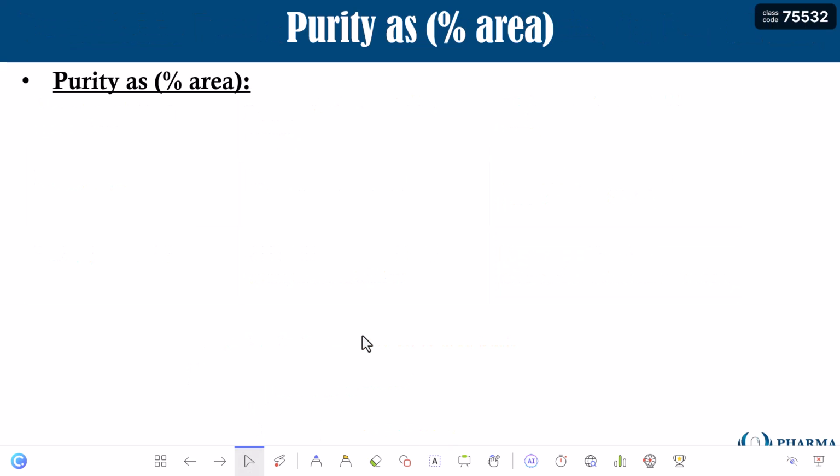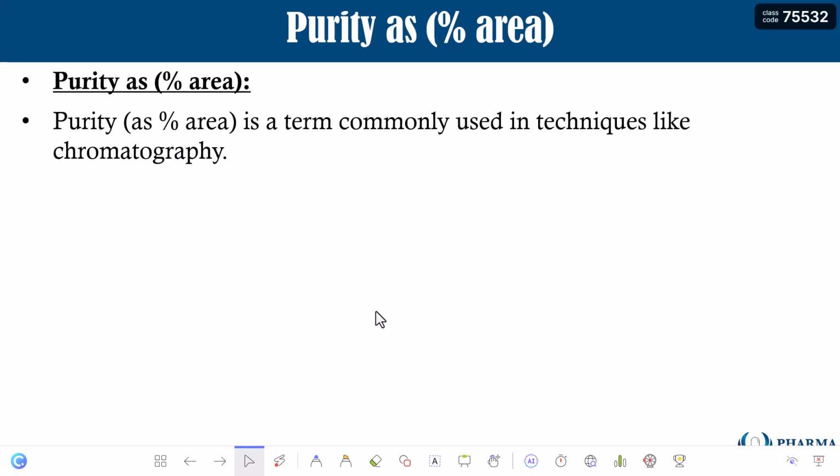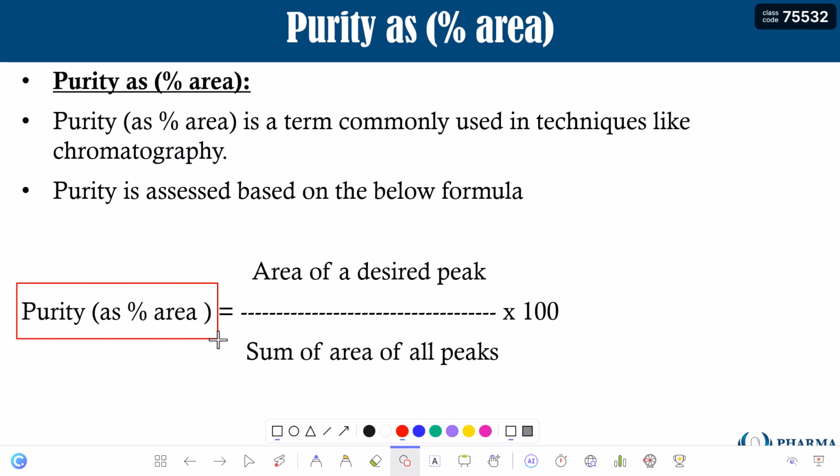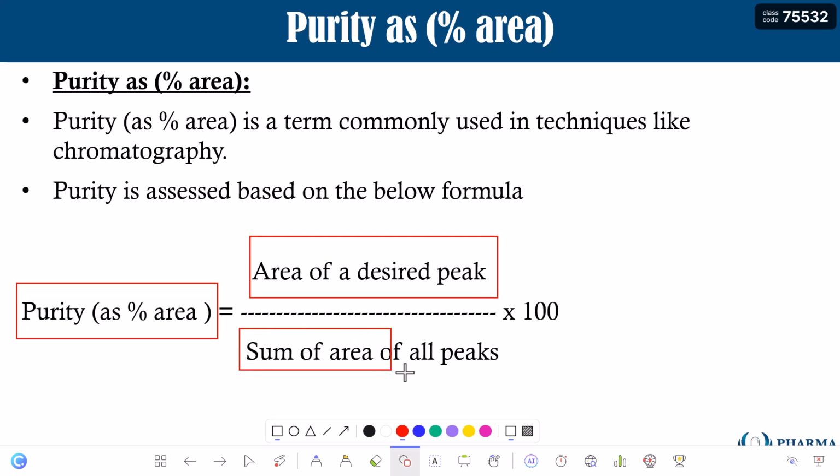Before we move on to the exact point, let us try to understand what is meant by purity on percent area basis. Purity as percent area is a term commonly used in techniques like chromatography, HPLC, gas chromatography, and this is the calculation formula for calculating the purity as percent area. You should calculate the area of the desired peak, and divide that by the sum of areas of all the peaks and multiply by 100 to convert that into percent.